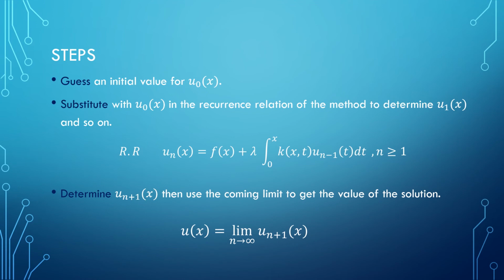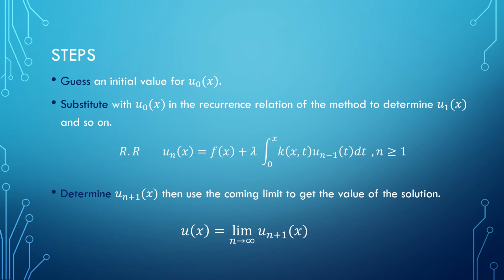Here are the steps of the successive approximation method. The first step, you guess or put an initial value for u0 of x, and then you use the recurrence relation of the method, which is un of x equal to f of x plus lambda, the integration from 0 to x, k of x, t, un minus 1 of t dt, where n is greater than or equal to 1, okay? As we can see, it's the form of the linear Volterra integral equation that we are trying to solve.